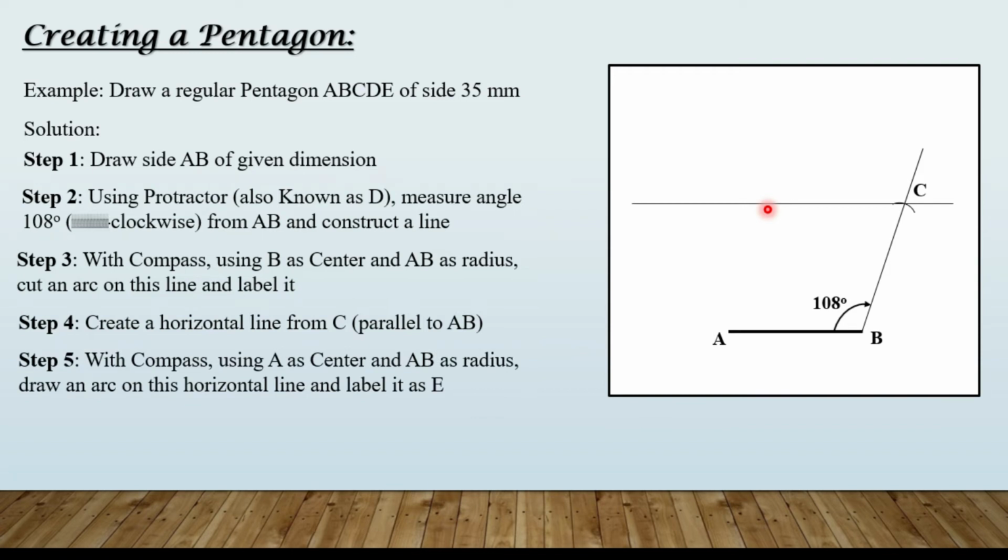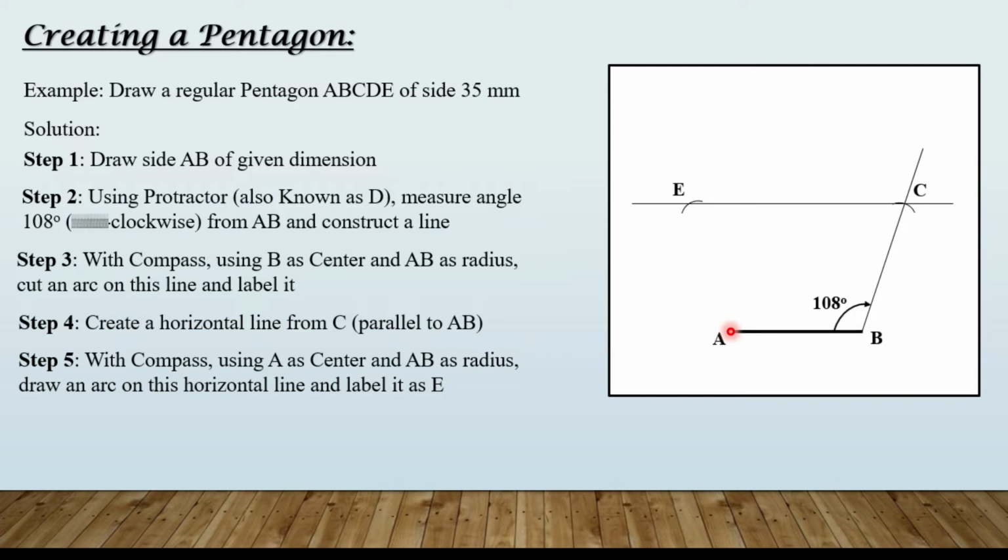Then using compass, A as center now, same radius AB in your compass, you have to cut an arc on this horizontal line with center A. So keeping compass at A, cutting an arc, label it as E.